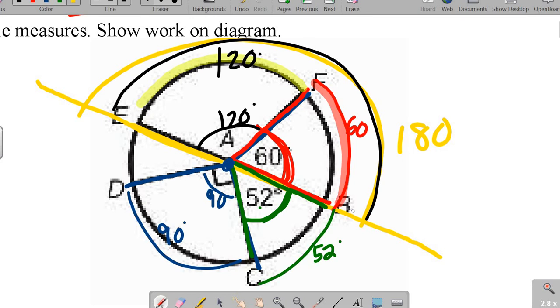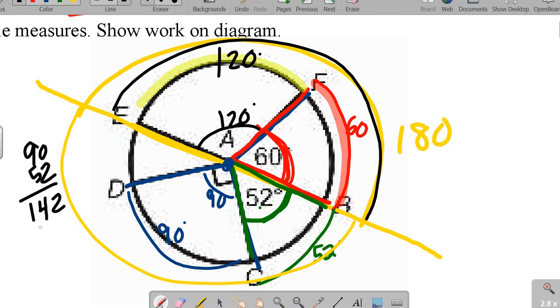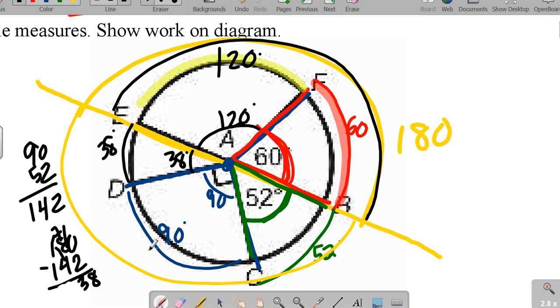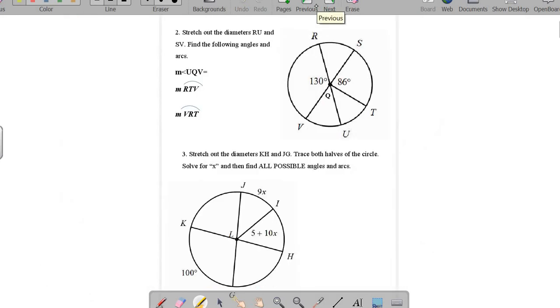Watch out for that 180. It's 180 here as well. Which makes this angle right here 38. And if that angle is 38, then the arc is 38. Yes, I want you to measure and label both the arc and the angle, even though they're the same measure. Always write down both. See how easy that is?